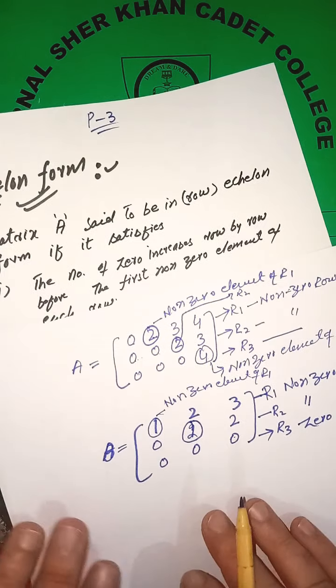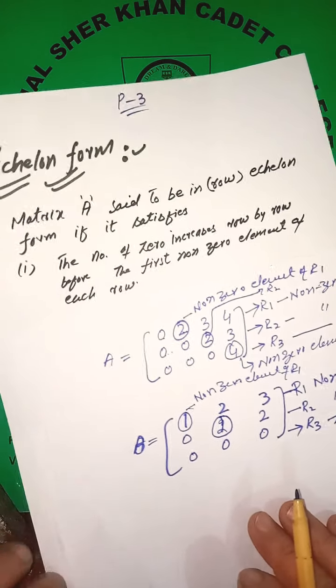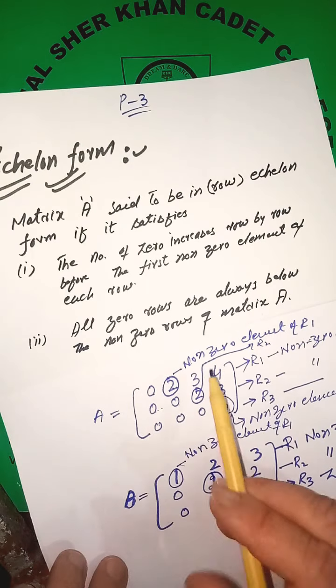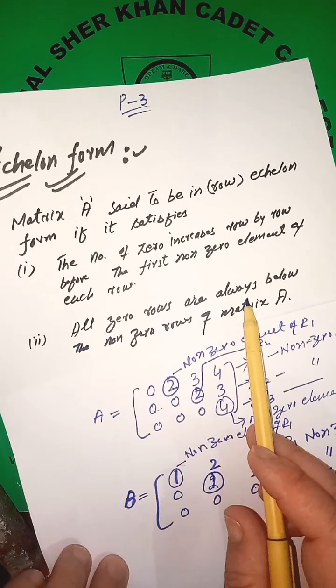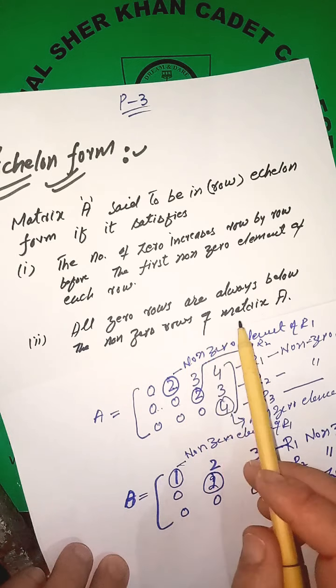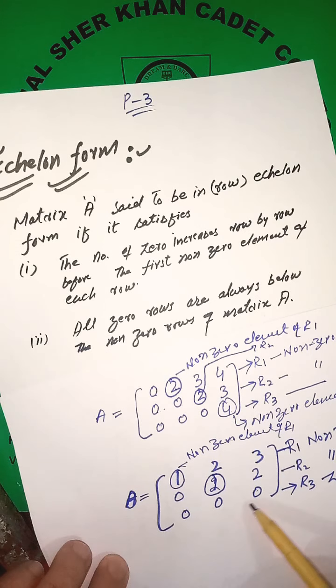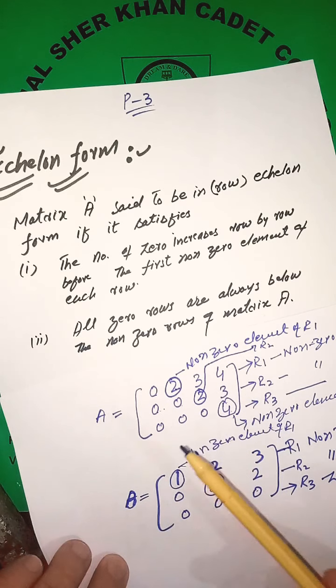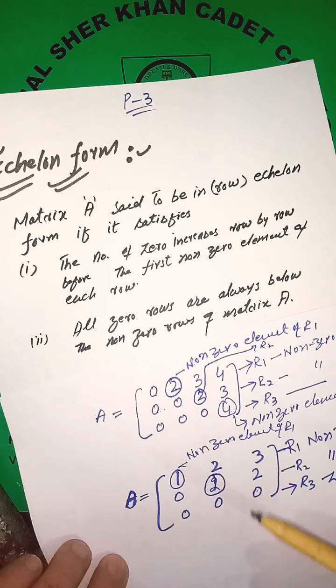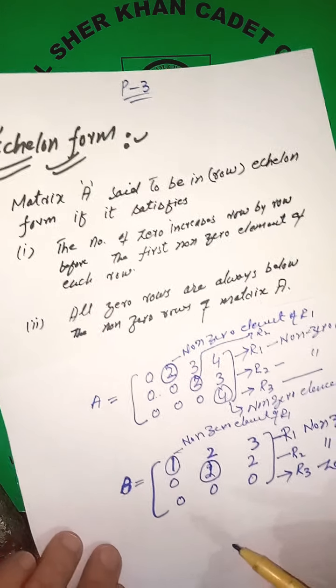And the second property is that all zero rows are always below the non-zero rows of a matrix. Look at this example: the zero row is below the non-zero rows of matrix B. So if any matrix satisfies these two conditions, we call it echelon form. Otherwise it is not in echelon form.